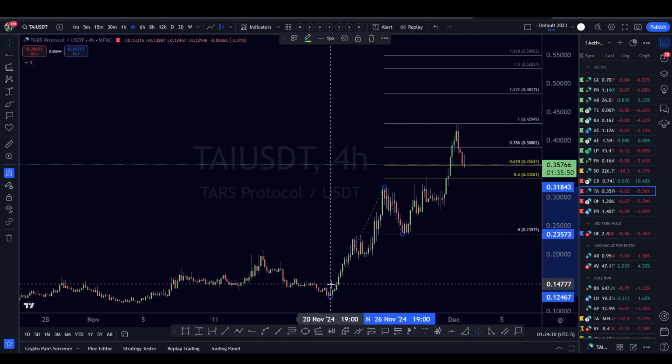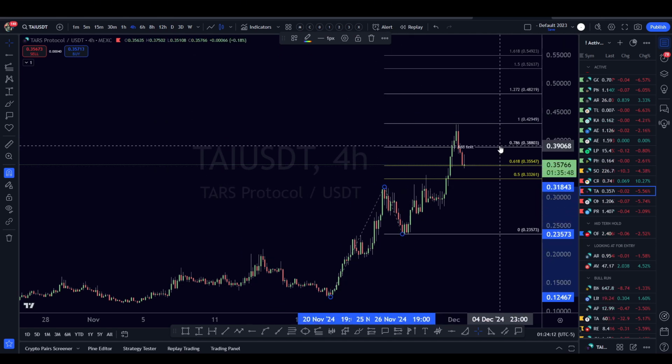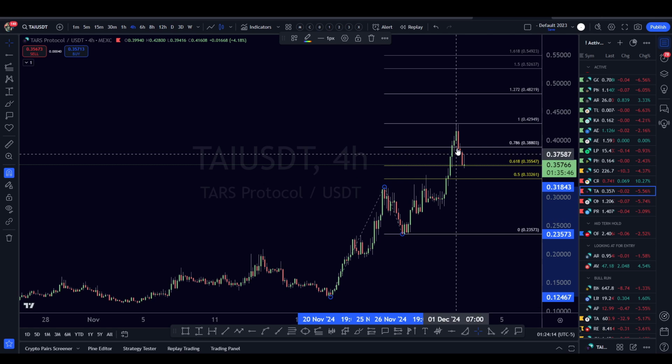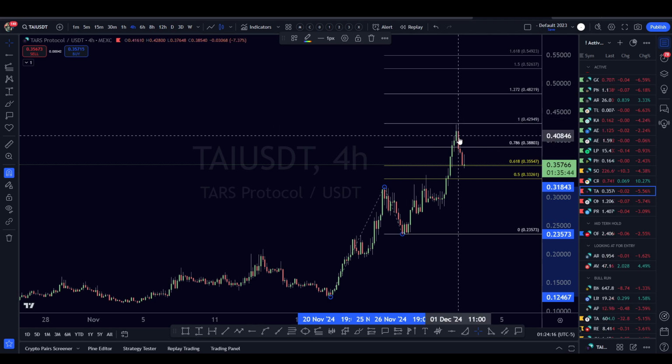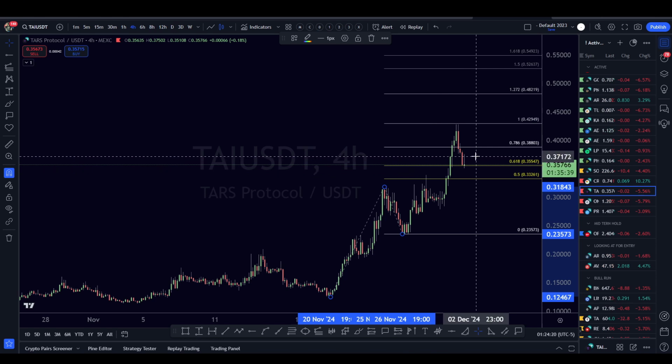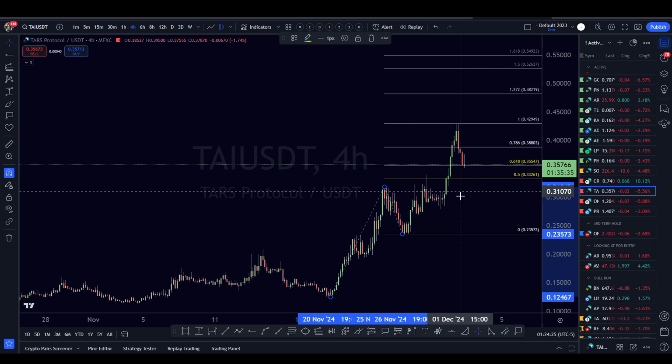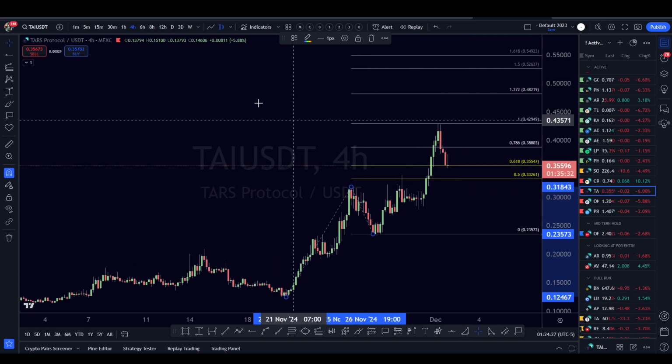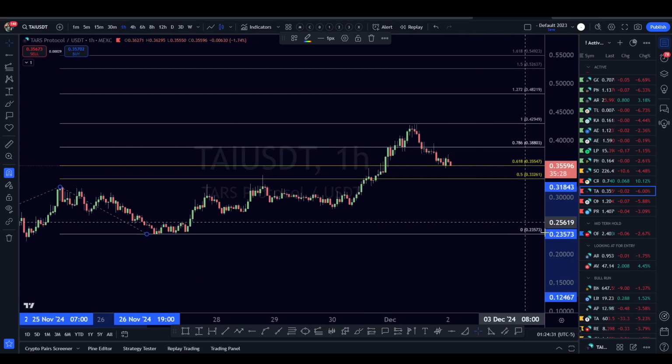So now we found levels. All these are levels. We can see that it came up to the 1, and now it's retracing. It entered the golden pocket, and it might come up. So now the next question is, how do we enter this coin? We found the levels. We went to a lower time frame. Let's go to an even lower time frame to find more ups and downs.